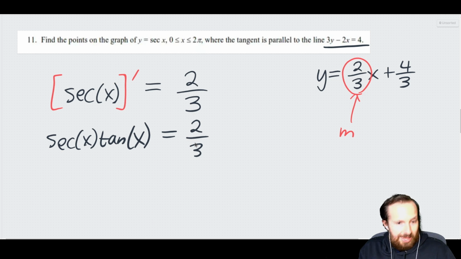Now, how do we actually find this point? It's actually too difficult to solve by hand, so you don't want to go that route. It's better to use a calculator. So basically, you can plug this into a calculator as one function, and you can plug y equals 2/3 into the calculator as another function, and just see what their intersection points are. So let's go do that.